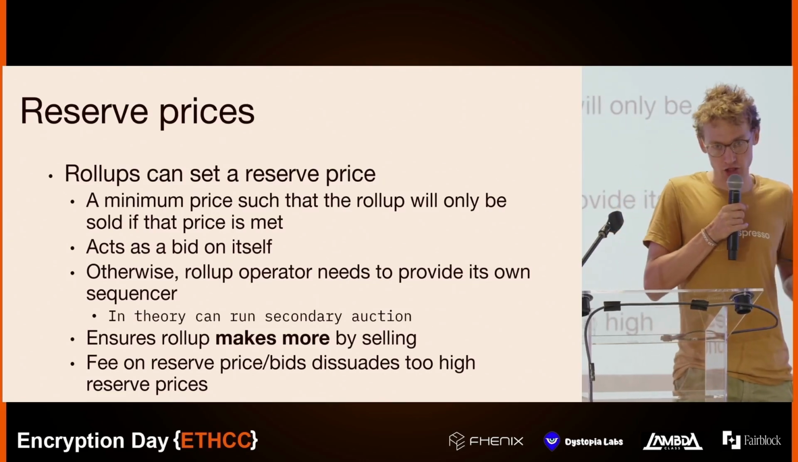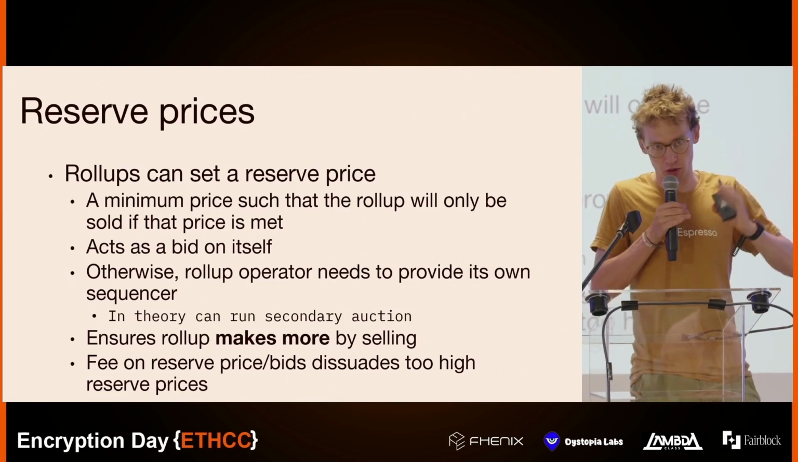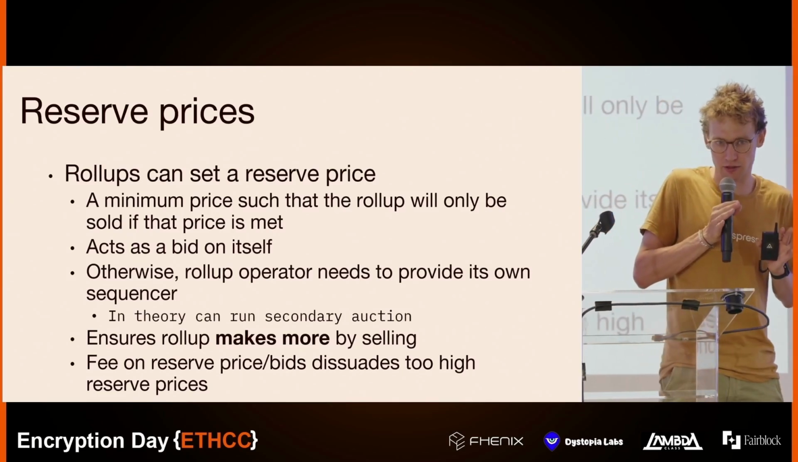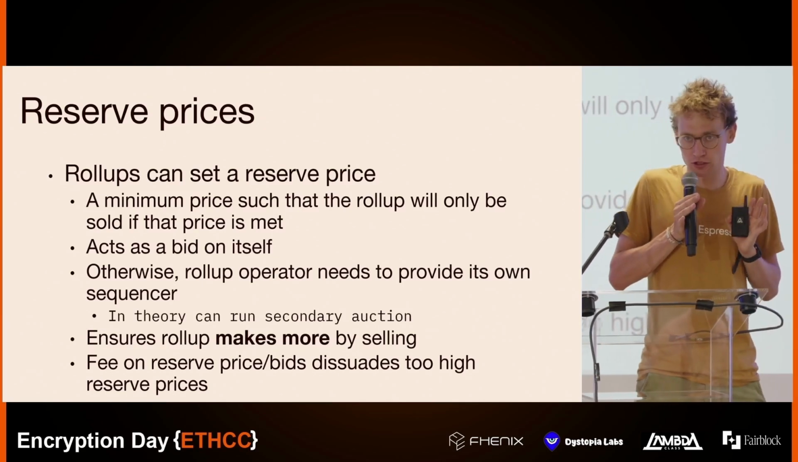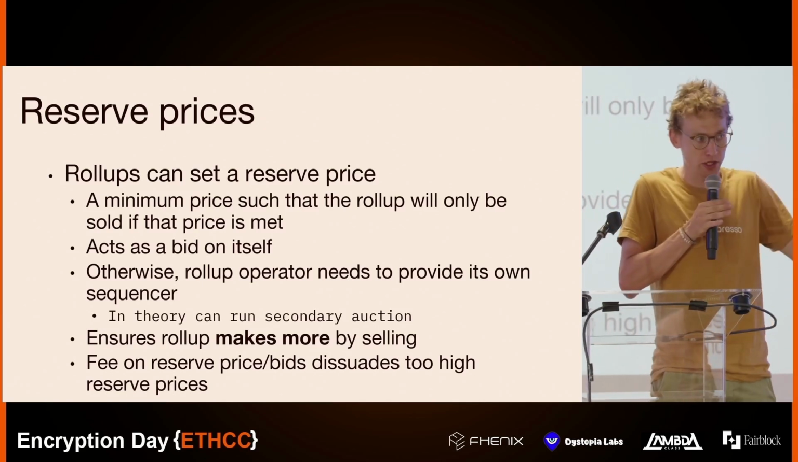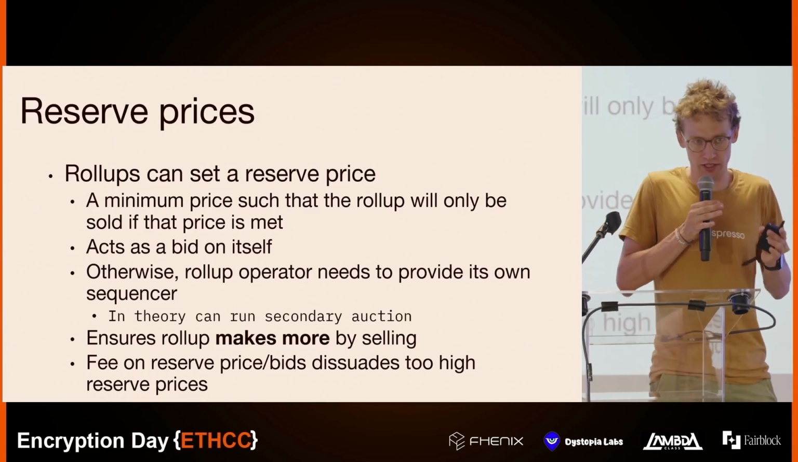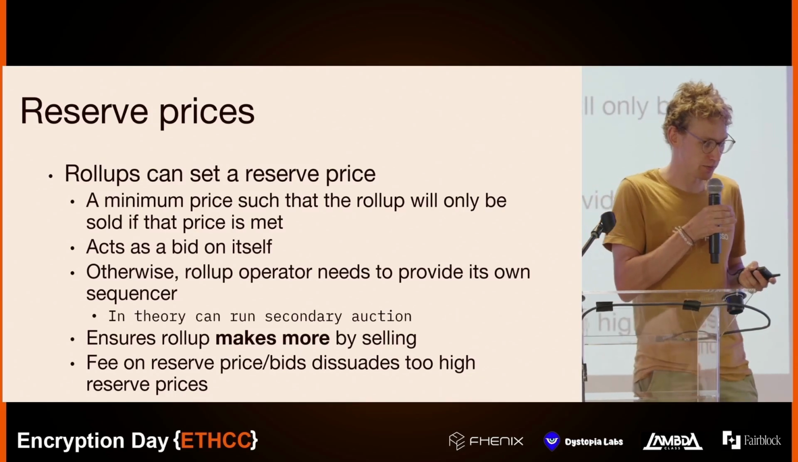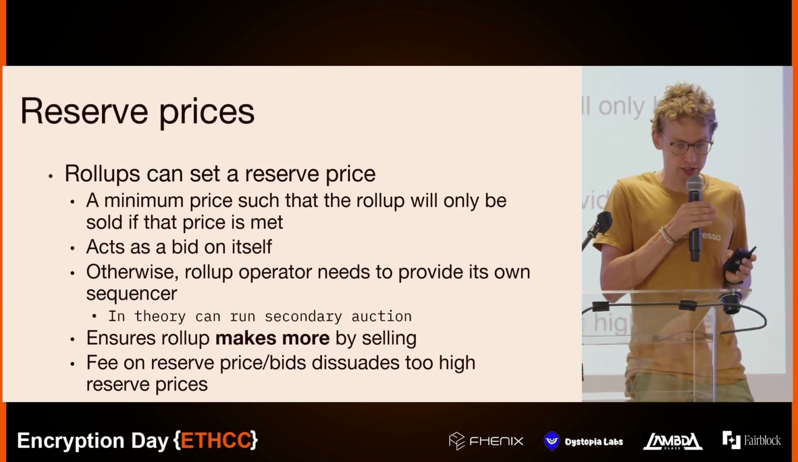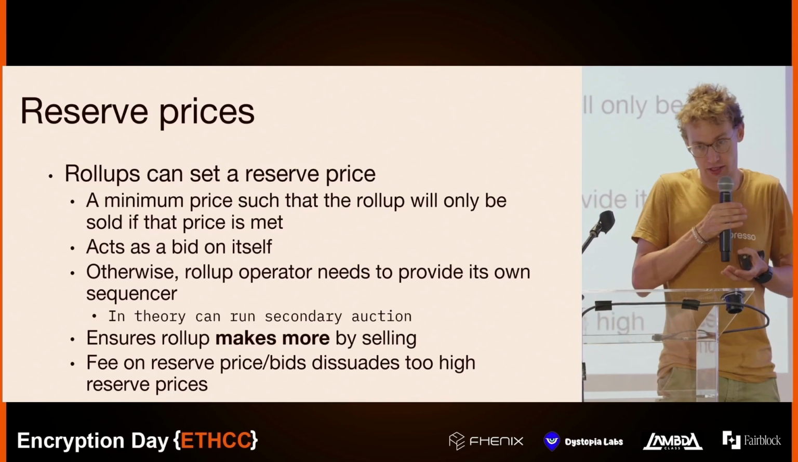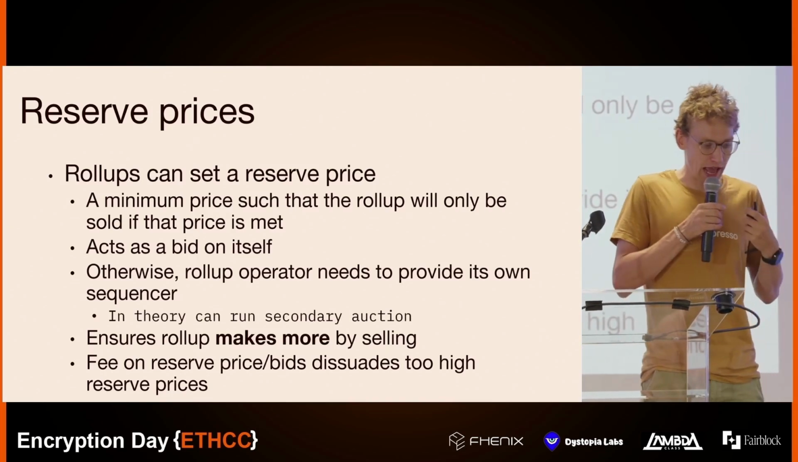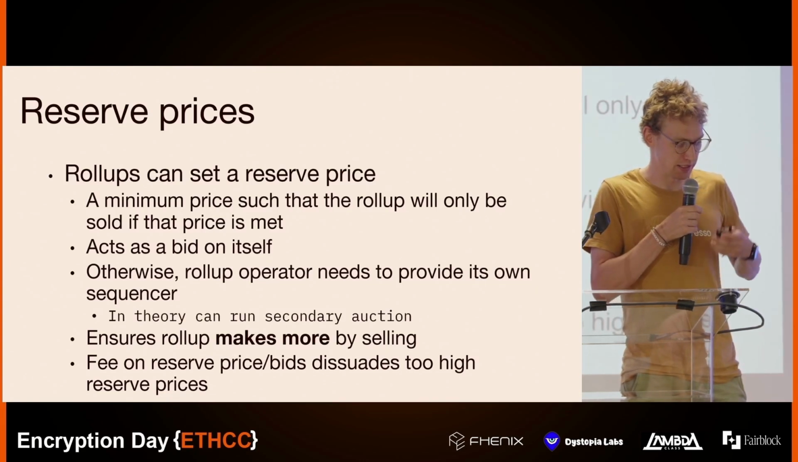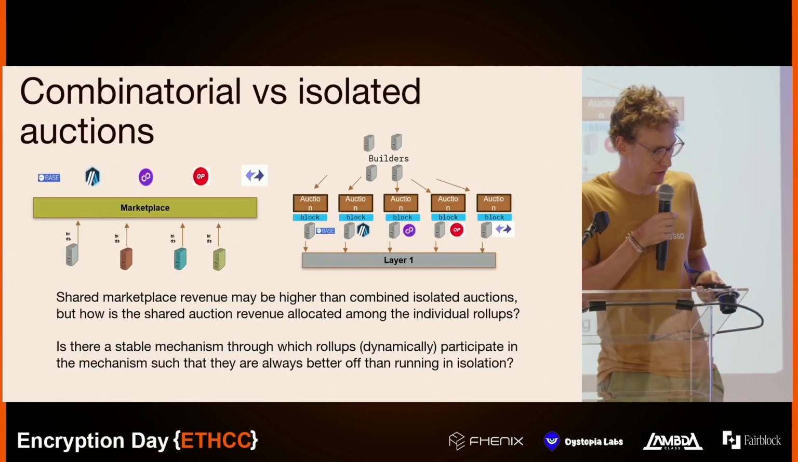This reserve price essentially ensures that a rollup can have some guardrails around it. If there's enough competition, it doesn't even really need to set a reserve price. But if a rollup is conservative, they can set a reserve price and say, I'm only willing to sell if I get, I don't know, more than 1 ETH per block. But then they also need to provide their own sequencer. This single-handedly ensures that the rollup makes more by selling, because otherwise it just doesn't sell. And we can add some additional fees on the reserve price and bids in order to dissuade too high reserve prices, but I won't go into that.